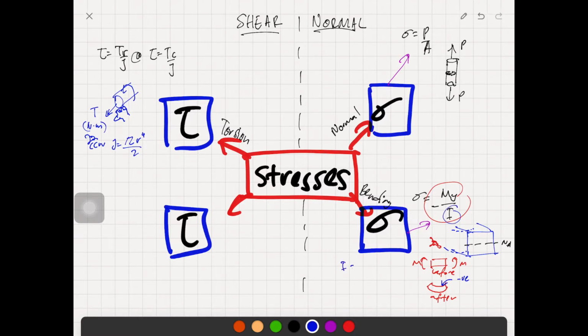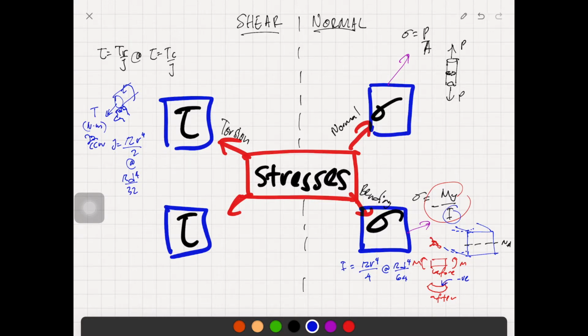I is just the cousin of J. I is equivalent to pi r to the power of 4 over 4, or if you remember this in terms of not radius but diameter, pi d to the power of 4 over 64. Same goes for J. J can be represented in diameter, which is pi d to the power of 4 over 32.